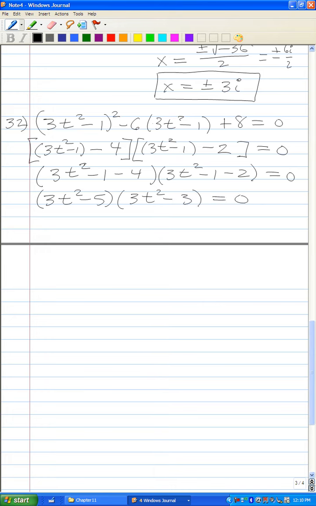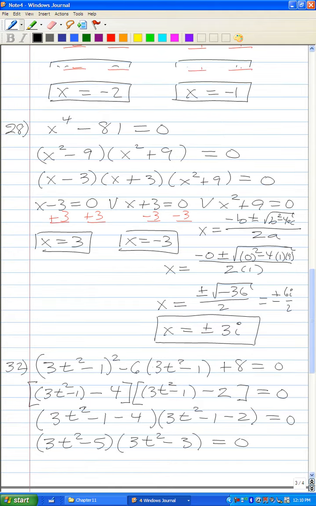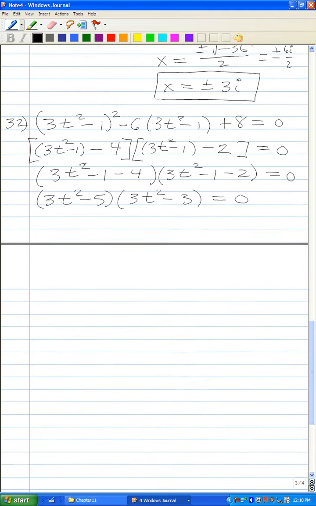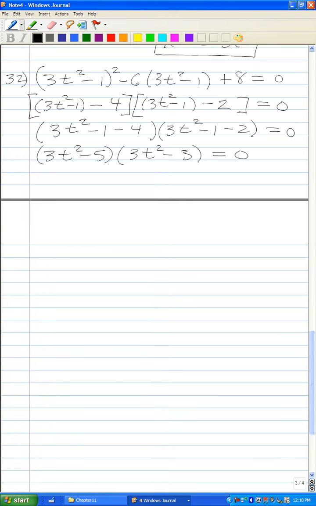Again, I could factor out the 3, but since I already factored out the 3 above, in problem 24, I'm not going to do it in this one, so I'll show you a different way. I'll just leave it unsimplified. So set each factor to 0, and you'll see you still get the correct answer. And so set each factor to 0 and solve.